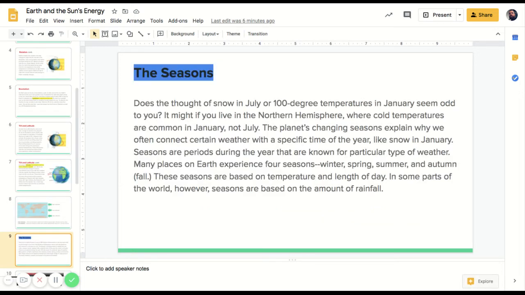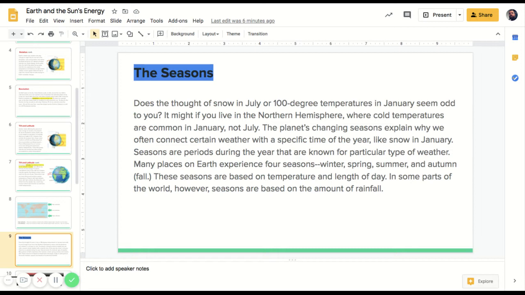Seasons. Does the thought of snow in July or 100-degree temperatures in January seem odd to you? It might if you live in the northern hemisphere where cold temperatures are common in January, not July. The planet's changing seasons explain why we often connect certain weather with a specific time of year, like snow in January. Seasons are periods during the year that are known for a particular type of weather.